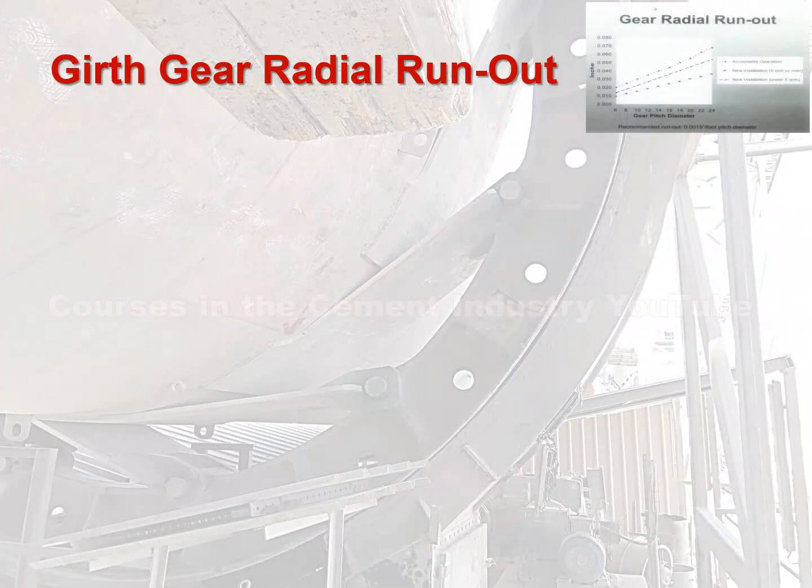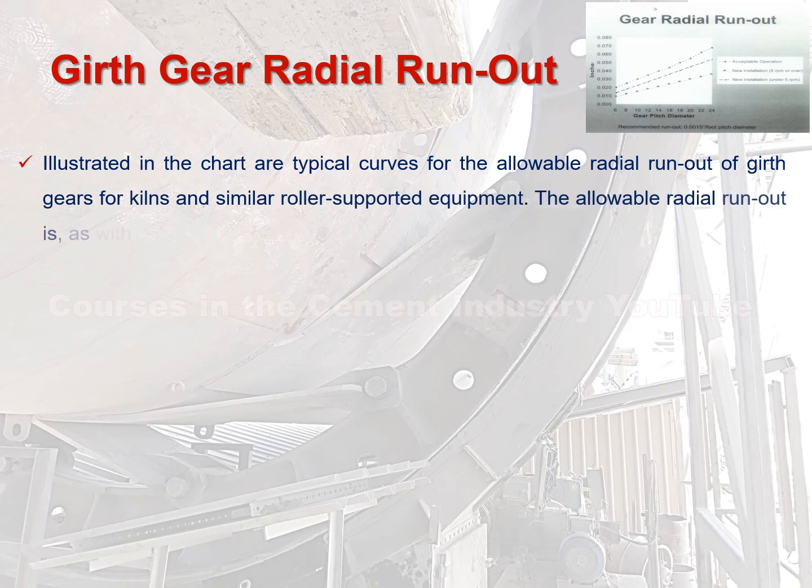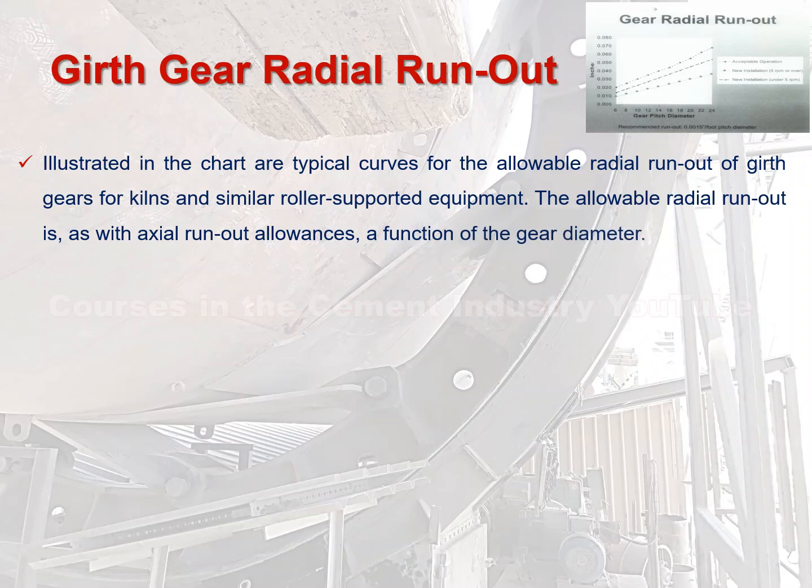From the previous show. 1. Illustrated in the chart are typical curves for the allowable radial runout of girth gears for rotary kilns and similar roller-supported equipment. The allowable radial runout is, as with axial runout allowances, a function of the gear diameter.